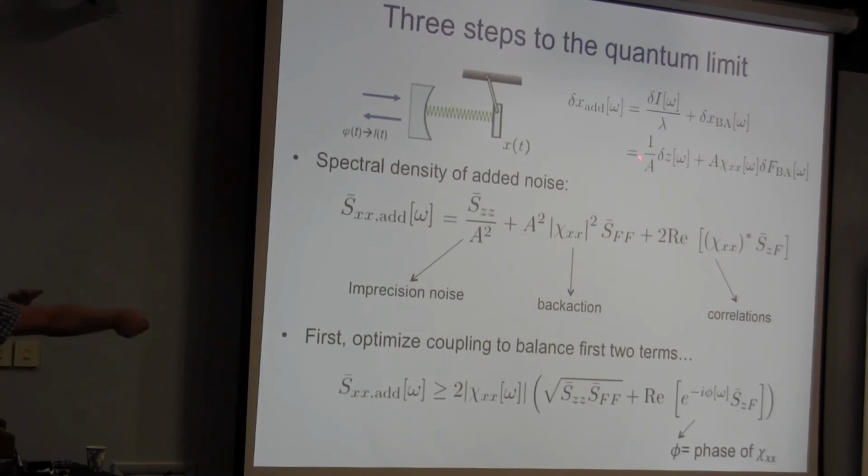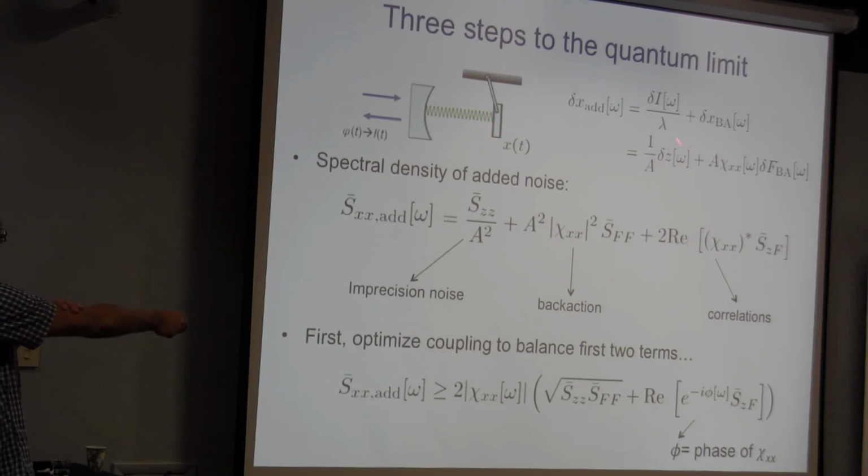So look, my general expression for the added noise: I have my imprecision noise, the shot noise that would be there even without the mechanics, and the back action noise. A nice way of thinking about that imprecision noise is just delta I divided by lambda. I'm going to call that delta Z, the imprecision. And I'm keeping the coupling constant in here. So A, really think of as being the optomechanical coupling.